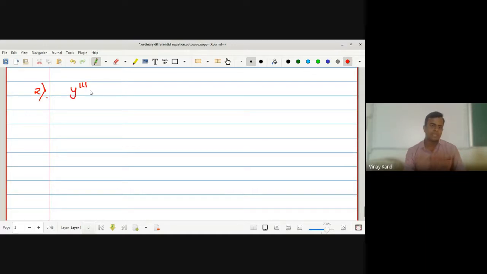Second example: y triple dash minus y dash is equal to x, and given that psi of 0 is equal to 0, psi dash of 0 is equal to 1, and psi triple dash of 0 is equal to 0. Okay, solve.